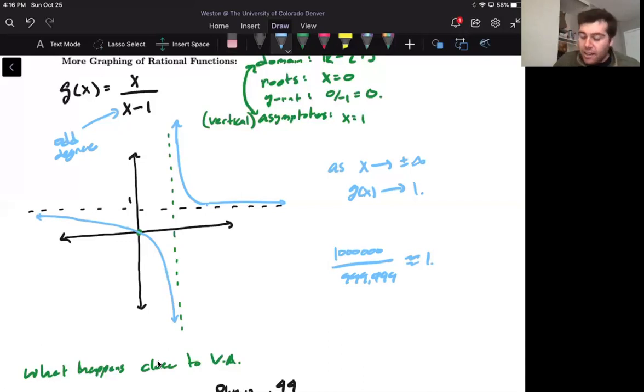Because if we plug in a negative value, like let's say -10, so g of -10, we get -10 over -11, which is just 10 over 11, so something slightly smaller than 1. Whereas on this side, the million over 999,999 was slightly bigger than 1. And so that's what our graph looks like.